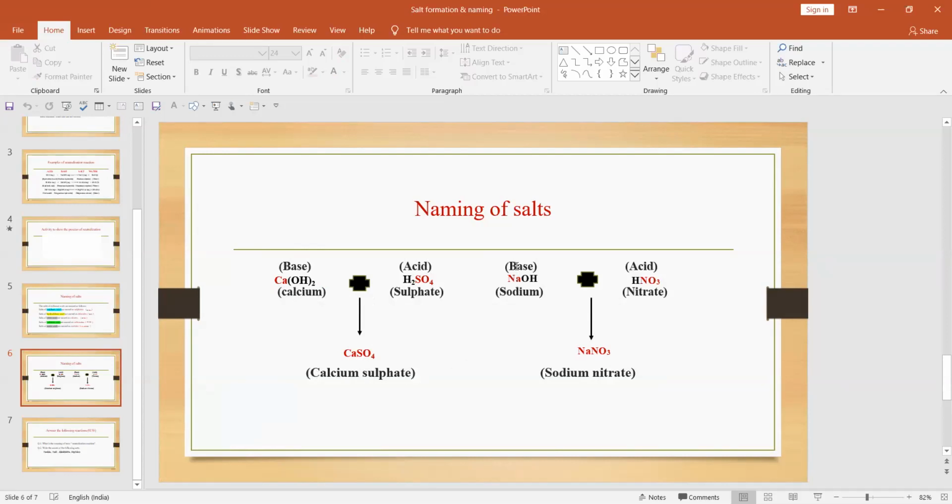Now here, let us take an example of a base, sodium hydroxide. What is the metal here? Sodium, Na. Now in the acid HNO3, after H comes nitrate. So sodium nitrate, NaNO3. By this process we can name the salts and other related salts.